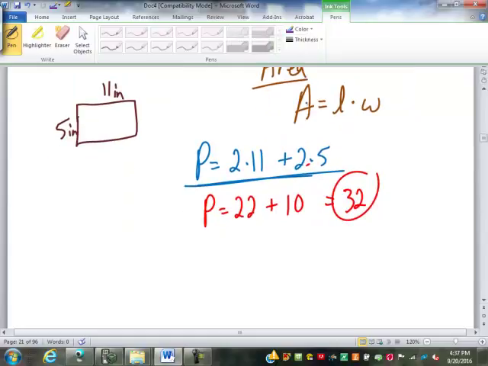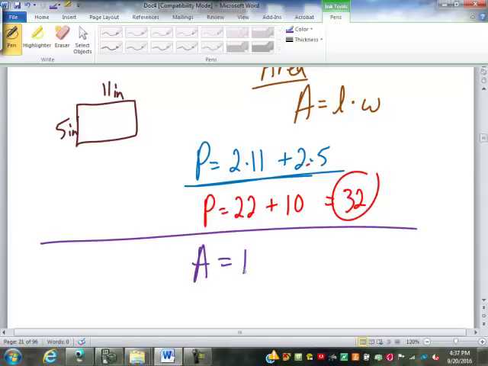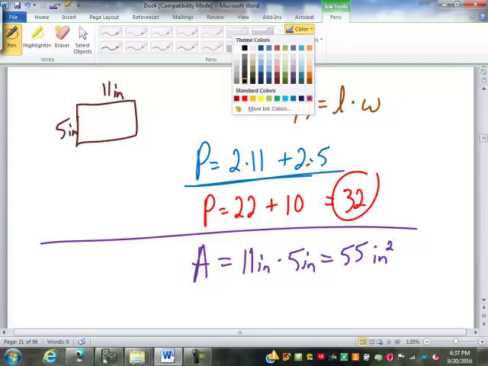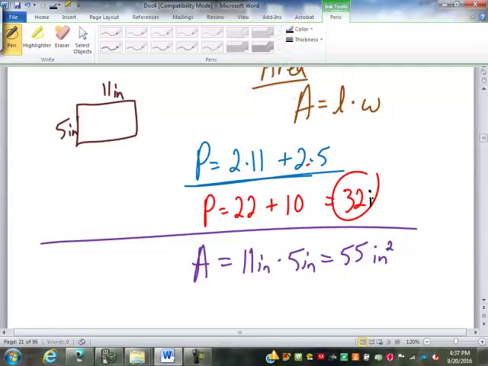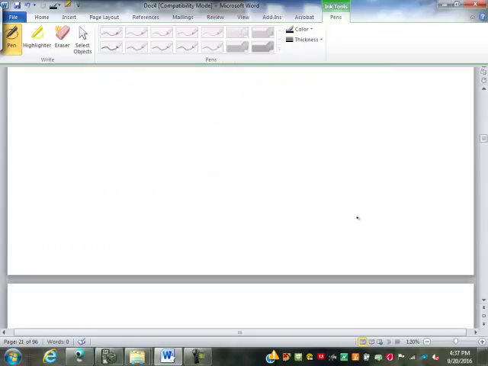We could find the area of this. The area is going to be what? 11 inches times 5 inches. 11 times 5 is 55. And I'm not going to be picky about the units right now, but inches times inches would be inches squared. This, of course, would be just inches here because we were adding those. Well, going in that direction isn't terribly interesting. It's more interesting when we look at something like this.